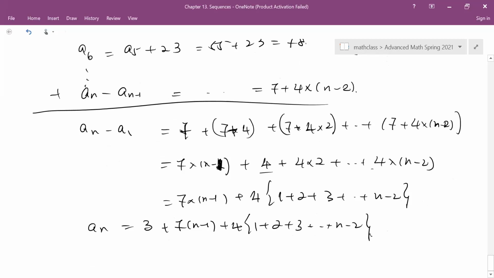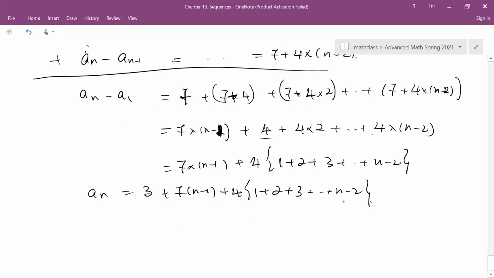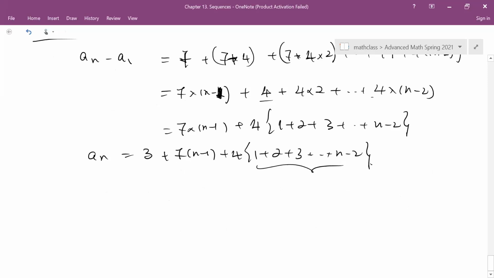Now, for this series, the sum of this sequence of numbers, we have a formula. I hope you remember. What is that formula? This is the total number, right? Multiplied by (n minus 2) times (n minus 2 plus 1), that's n minus 1, divided by 2. Then you simplify. Let's simplify it.